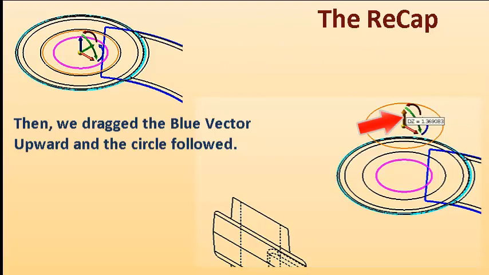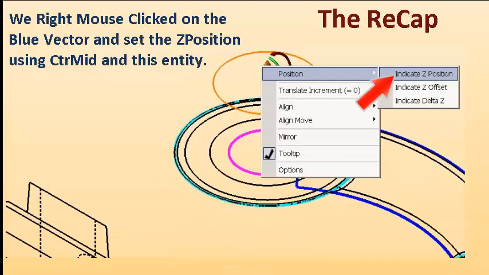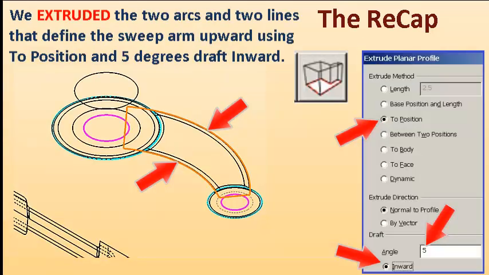We selected the circle, pulled it upward using the blue vector. Circle followed. And we used the Z position. And using center mid, we clicked on this entity. And that set that circle. Remember, that defines that outer edge at the top.